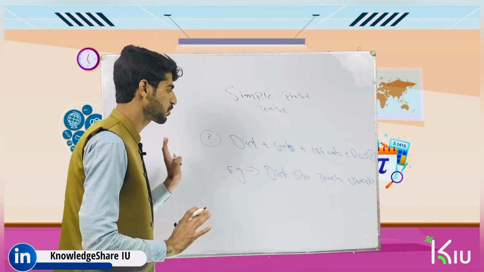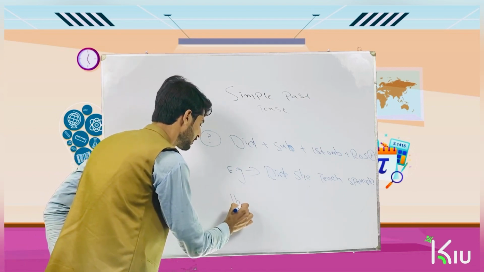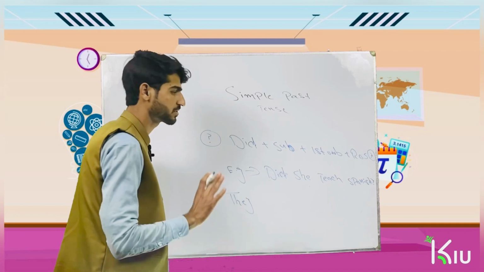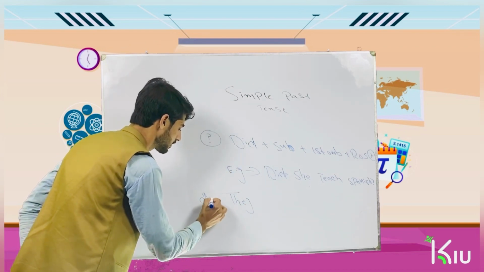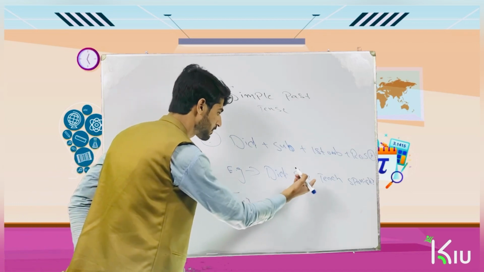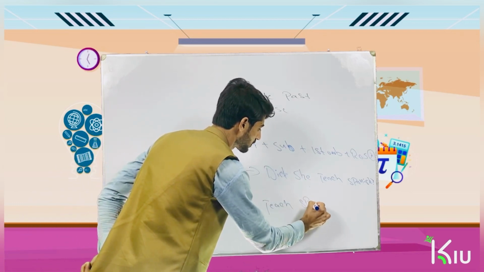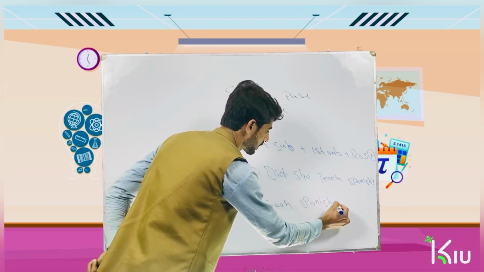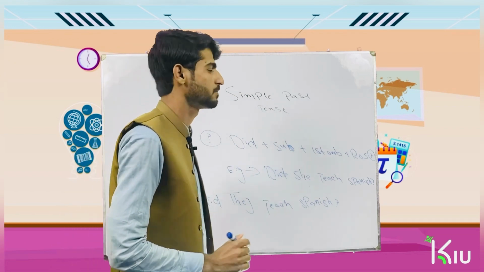If the subject is plural now, for example, they, so with they we also have to use did. So you will say, did they teach Spanish? And at the end there will be a question mark.